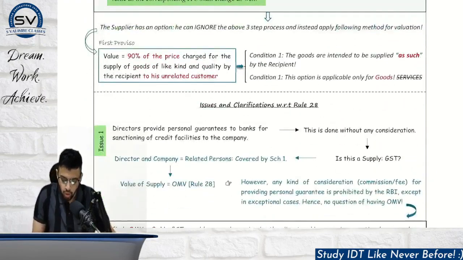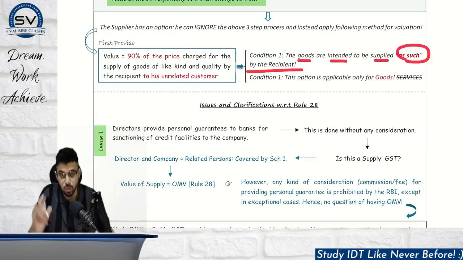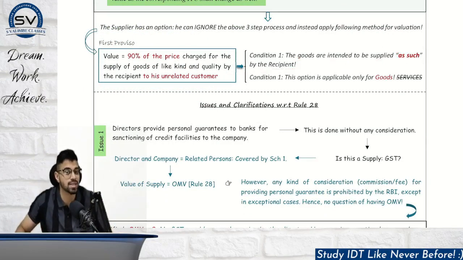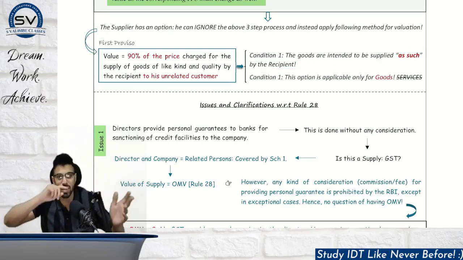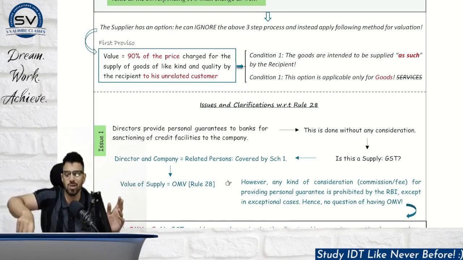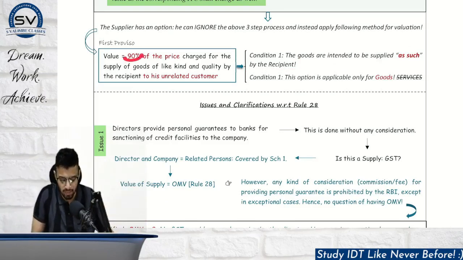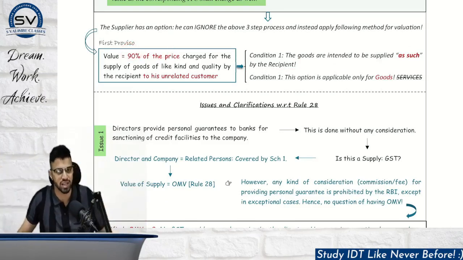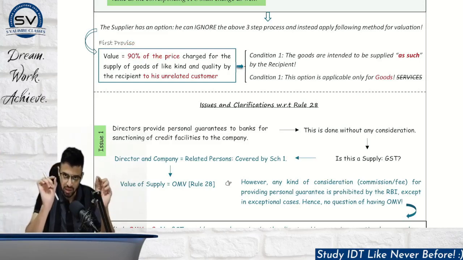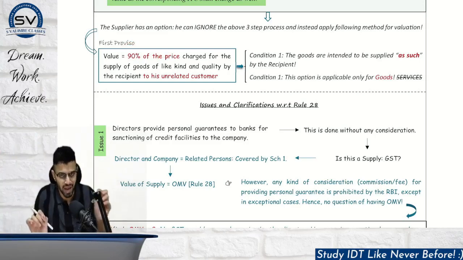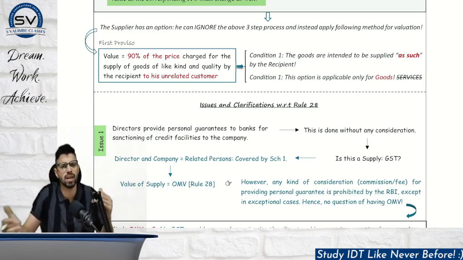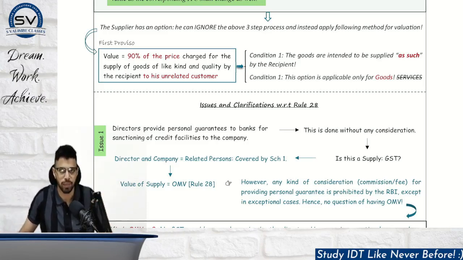Now see, another condition with respect to this rule is that goods should be intended to be supplied as such by the recipient. Why do you say as such, sir? Sir, because if processing is done, if the goods are not supplied as such, then there is some value addition that the recipient is doing. In that case, we cannot take 90% of the price which is charged further. We have to keep the goods in the same condition, right? Because if value is added, then obviously the price is going to change. We cannot take 90% of that particular value of supply. I hope this is clear.